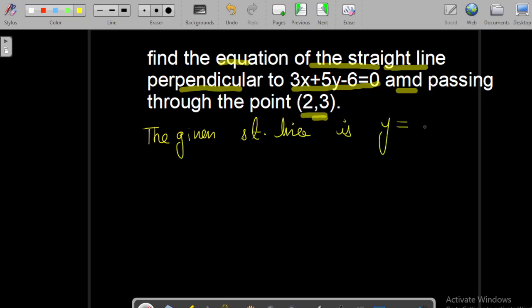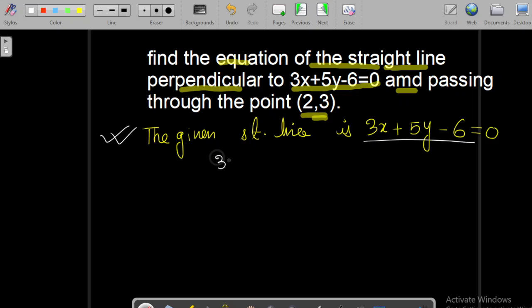It's not y equals, it's basically 3x plus 5y minus 6 equals 0. Now we have to find a straight line which is perpendicular to this straight line. In order to find the perpendicular straight line, we first need to find the slope of the given straight line. We need to arrange the equation so that we can find the slope. So 3x plus 5y minus 6 equals 0 is the straight line.